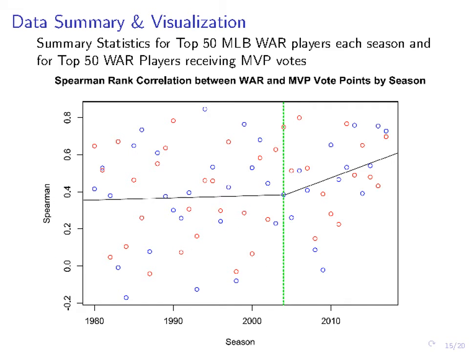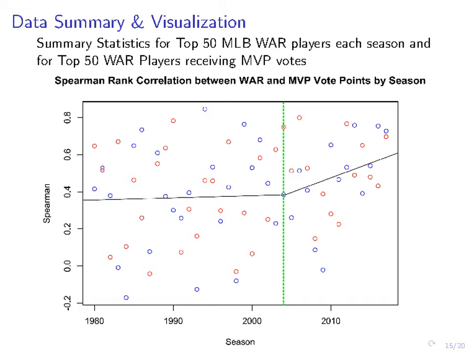This plot represents the Spearman rank correlation between WAR and MVP vote points by league season. And so we observe that before 2004, this Spearman rank correlation was lower, and it wasn't really climbing. After 2004, the average Spearman rank correlation between WAR and MVP vote points within a league season is higher, and it's been growing.